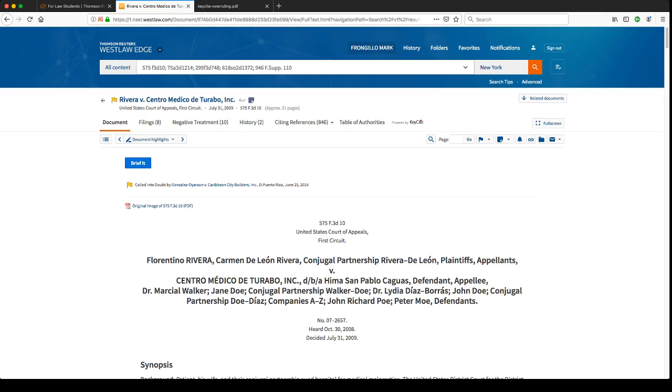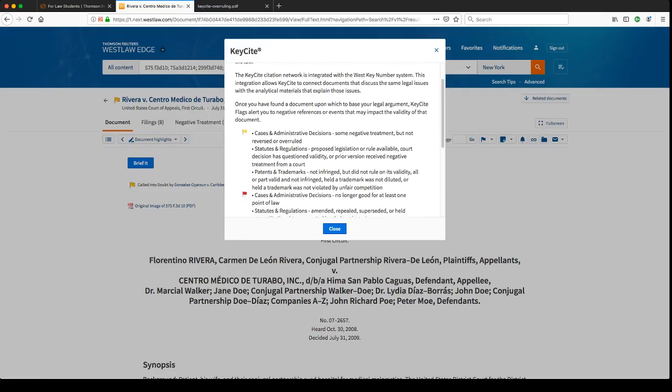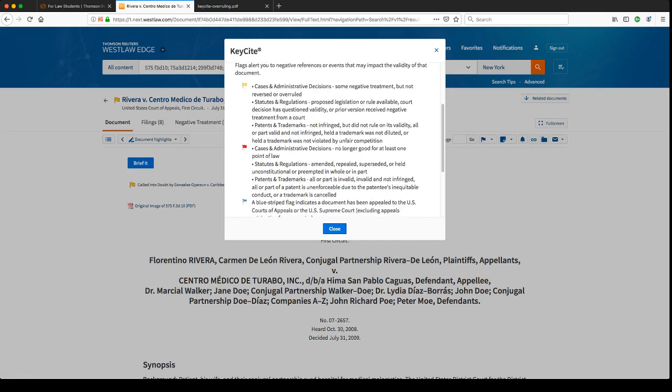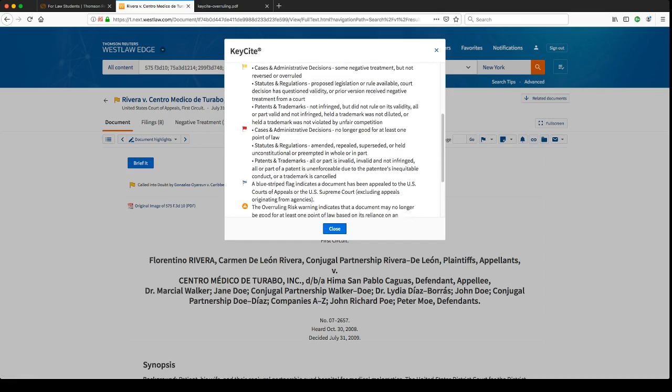As such, I want to talk in more detail about the various flags and markers you could see attached to a case. This particular case I'm displaying, for example, Rivera v. Centro, has a yellow flag. And in fact, if you click on this Powered by KeyCite link that is displayed next to every case, it actually gives you a nice summary of the various flags and markers you could see attached to a case.